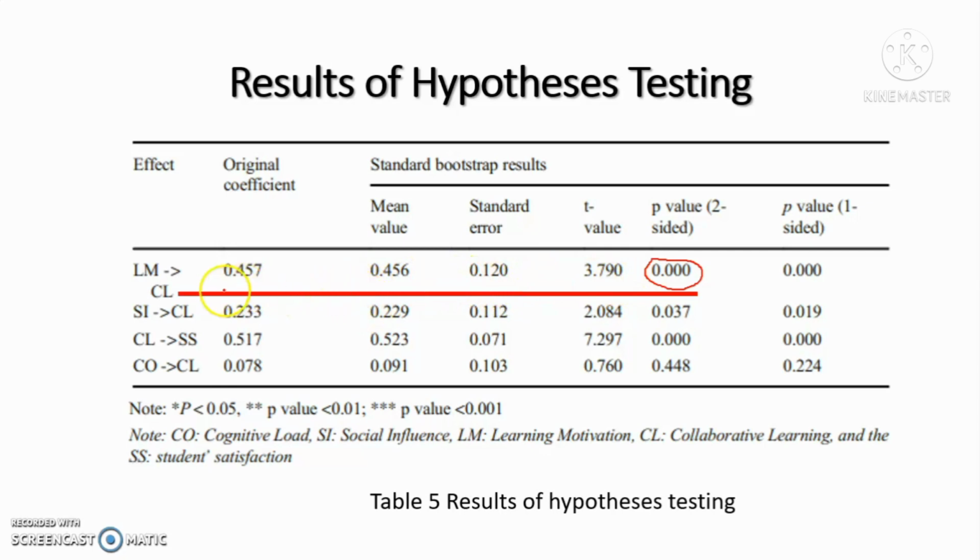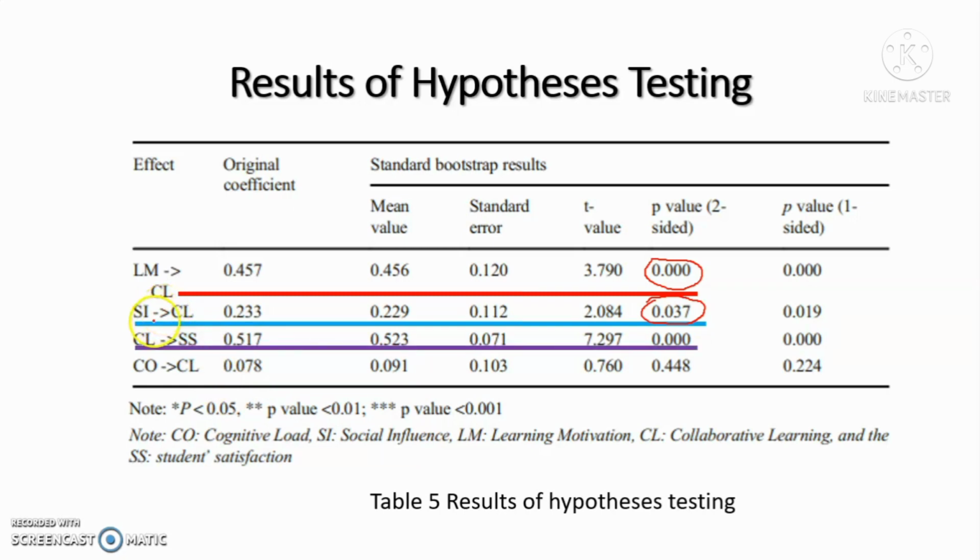The second one, the hypothesis that social influence positively influences collaborative learning. Let's see the hypothesis, the P value. We see the P value is 0.03, is smaller than 0.05. So also this hypothesis is accepted.